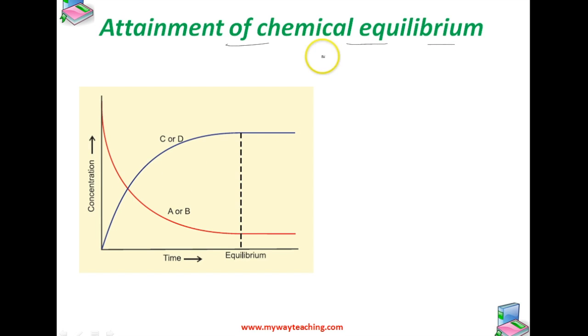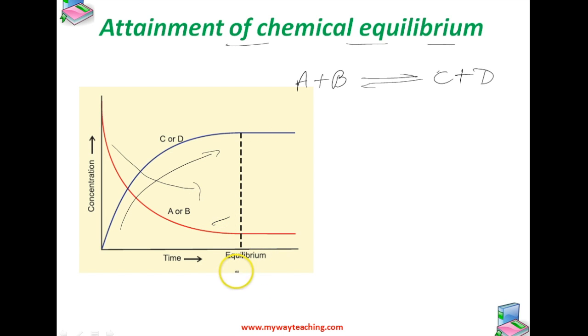So I have written A plus B to C plus D. What happens in the forward reaction? There is accumulation of the products C and D and depletion of the reactants A and B. Where they attain balance, this is the equilibrium state. Eventually the two reactions occur at the same rate and the system reaches a state of equilibrium. This is the attainment of chemical equilibrium.